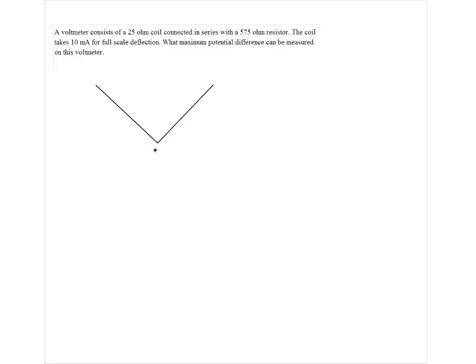So you see that the coil has very small resistance, just 25 ohms. And because the intention is to use this as a voltmeter, a series resistor is connected, 575 ohms. So totally it makes it 600 ohms.